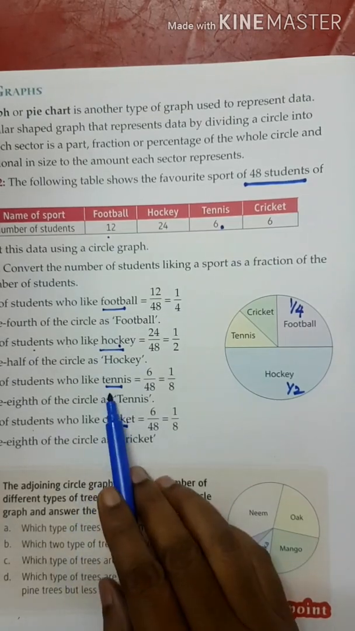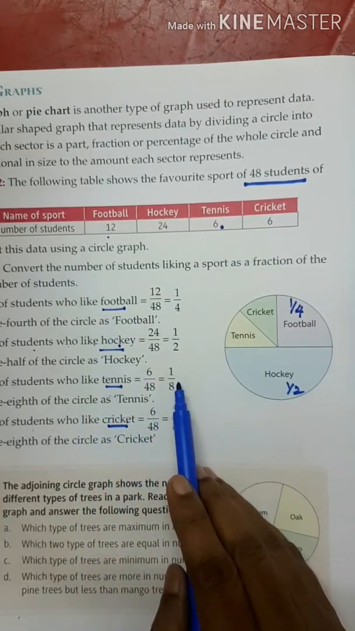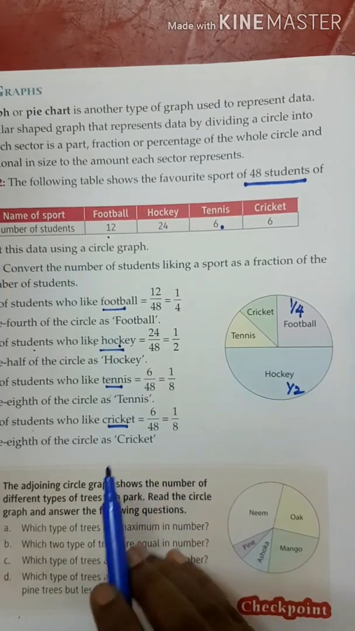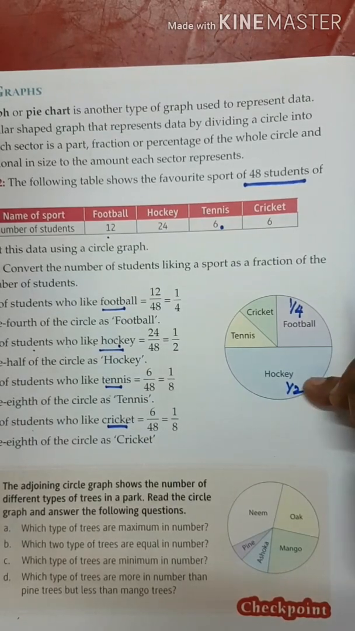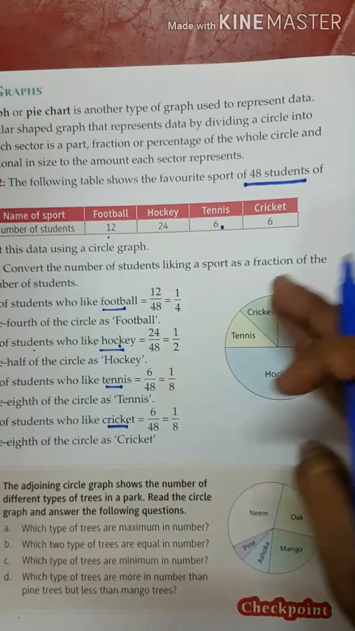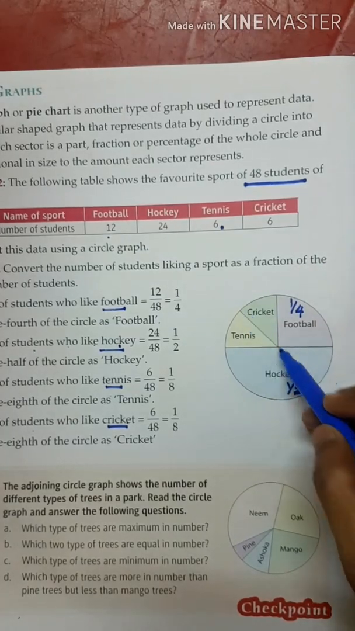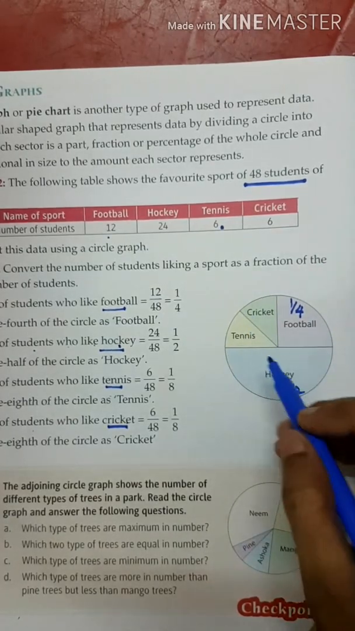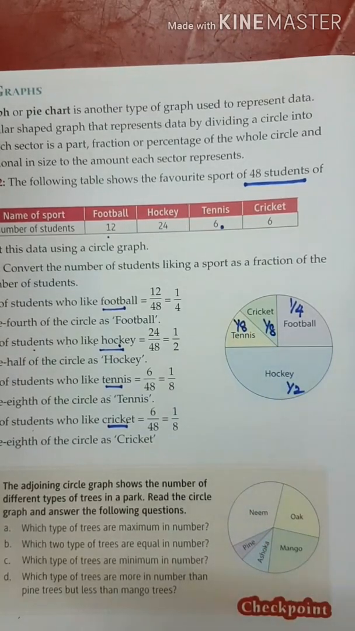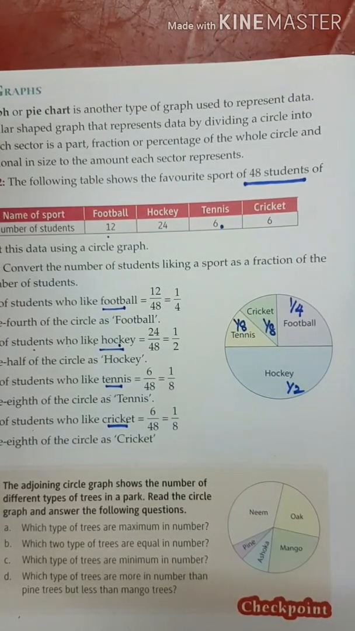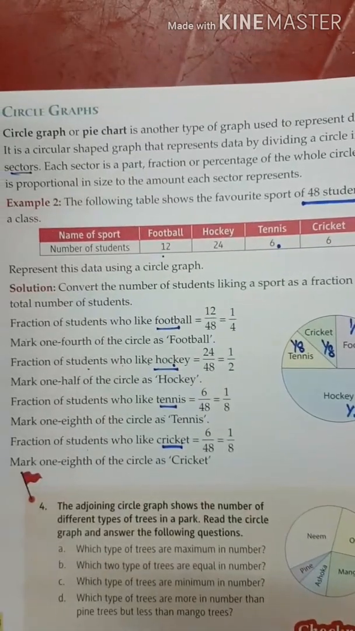And move on to the tennis and cricket. This is of 1 by 8, 1 by 8. This is nothing but half of the quarter. Yes, this is actually half of the half circle. So I am getting 1 by 2 and this is nothing but half of the quarter. So I am just dividing this into two sectors. So tennis is 1 by 8 and cricket also 1 by 8. Like this way you have to represent the circle graphs.